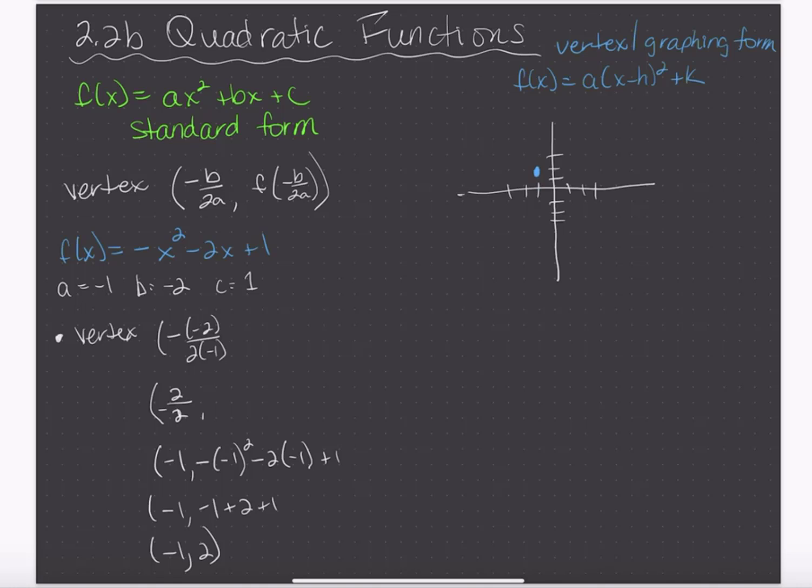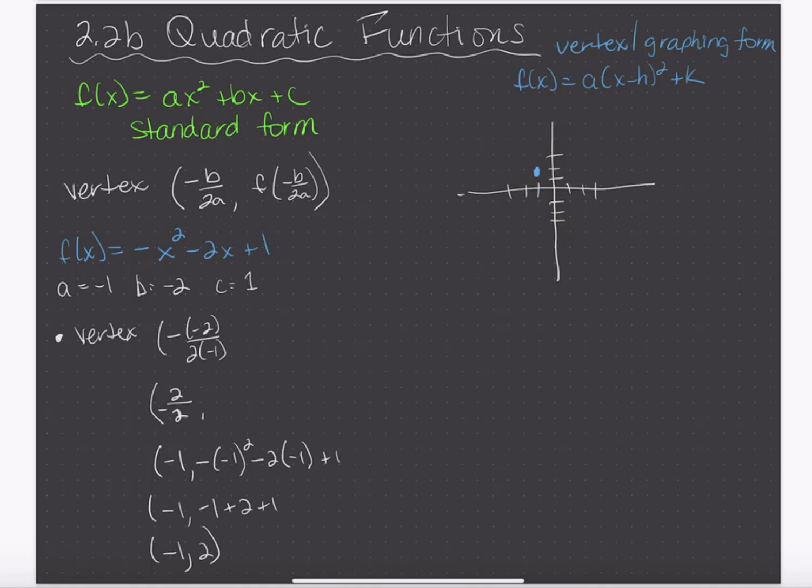We can determine if this is going to open up. Is it going to open up or is it going to open down? Our A is a negative, so we know that it's going to open down. So since it's going to open down, it's going to cross the x-axis. So we need to figure out where it's going to cross the x-axis. And it also crosses the y-axis, so we can figure out where it's going to cross the y-axis.